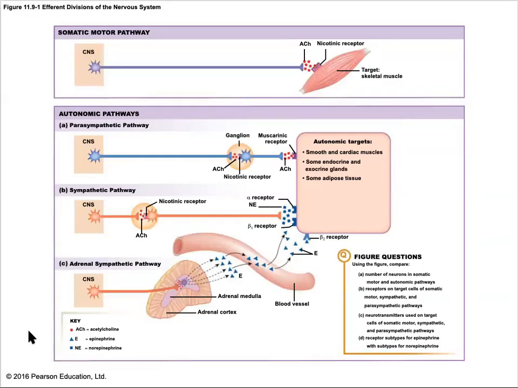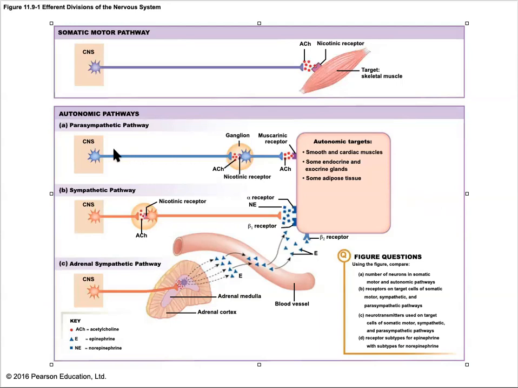And this is a summary illustration showing the somatic motor system. We see the single neuron releasing acetylcholine onto the skeletal muscle fiber, and the receptors on that skeletal muscle fiber are nicotinic cholinergic receptors. And such is the case for autonomic ganglia as well. Okay, we see acetylcholine binding nicotinic receptors. Okay, we find that in adrenal medulla as well.